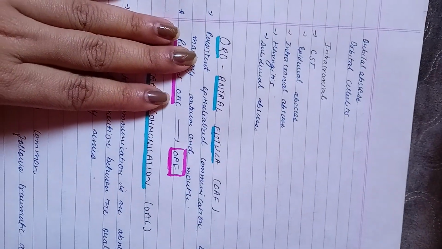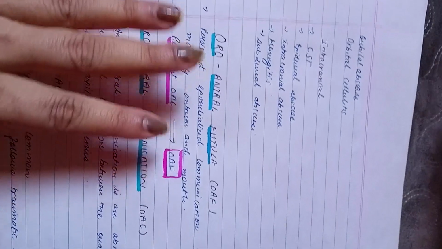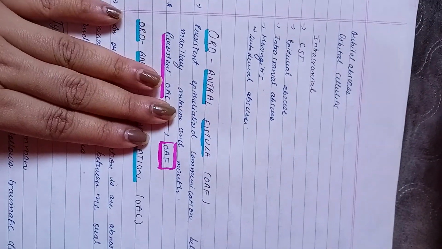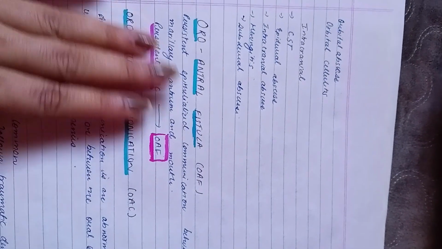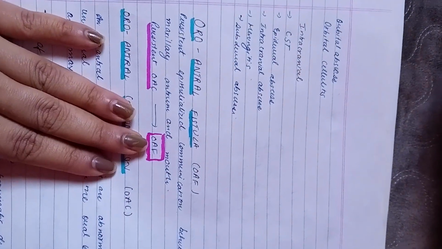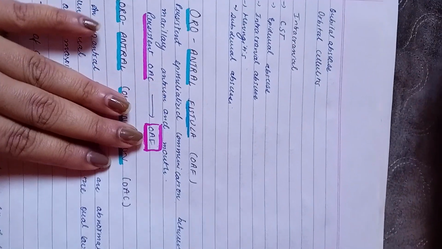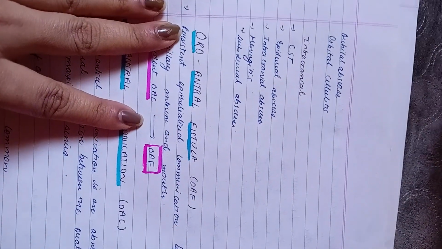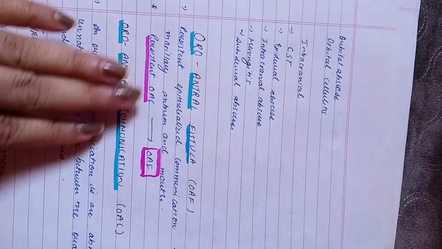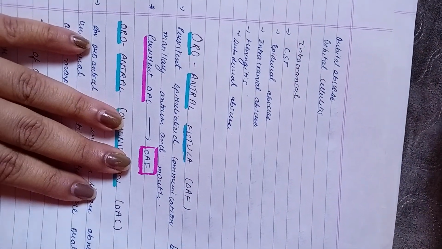What is oroantral fistula? It is a persistent epithelialized communication between the maxillary antrum and mouth. Persistent is a keyword. Okay, persistent OAC leads to OAF.